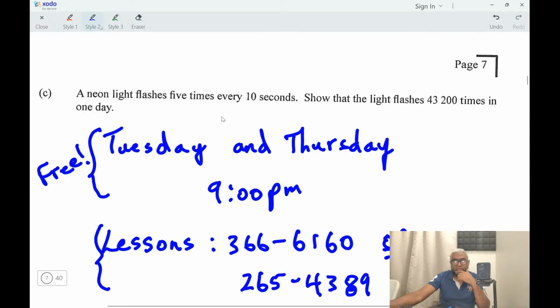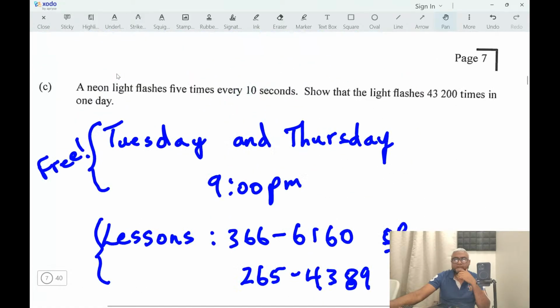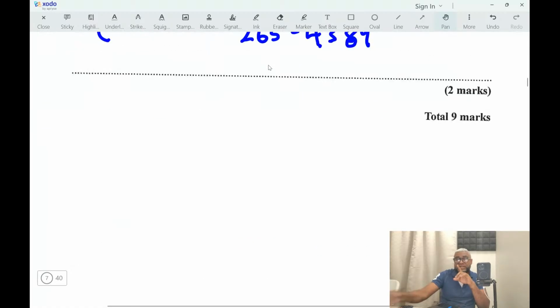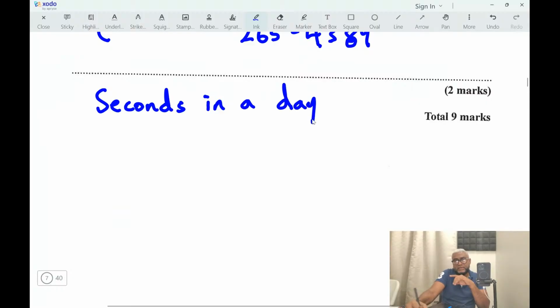Right, we're going. So a neon light flashes 5 times every 10 seconds. Show that the light flashes 43,200 times in one day. So we're going to build it up. It's flashing 5 times every 10 seconds. Let me see how many seconds we get in an entire day. So we build it up. So I'm going to write seconds in a day. Seconds in a day would be equal to, we build it up.